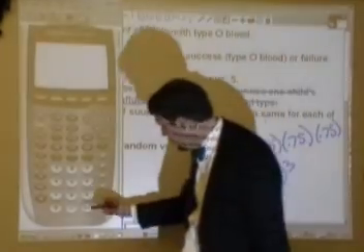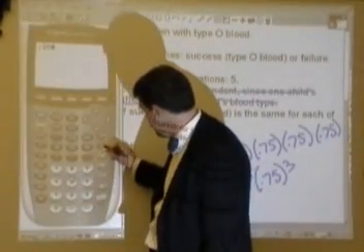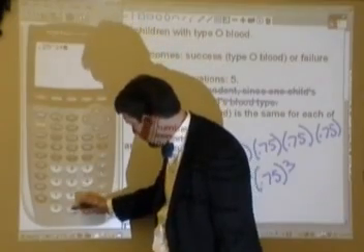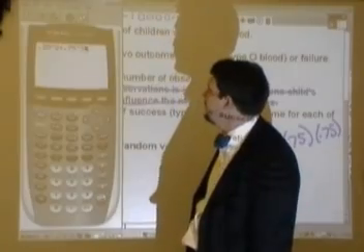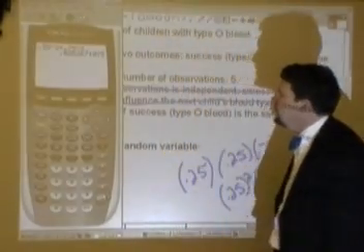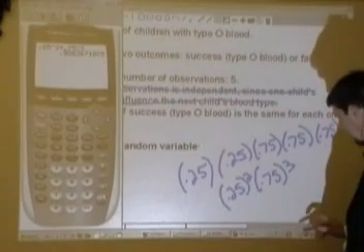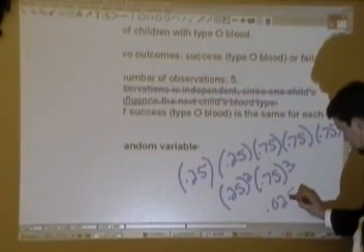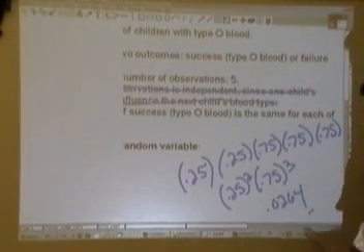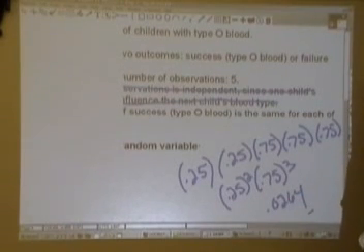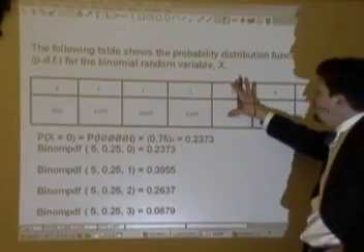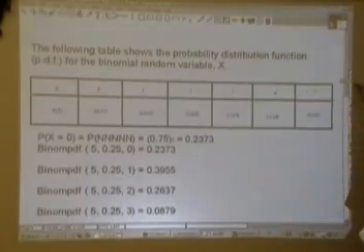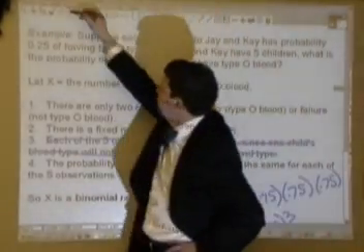Break out my calculator. 0.25 to the second times 0.75 to the third. And we get a value of 0.0264 to 4 decimal places. That's what our answer is. Okay, now, here's what's great. The calculator will do this for us, okay? If we think about what can happen here, you know what we're going to do? We're going to go back and we're going to insert a page here.